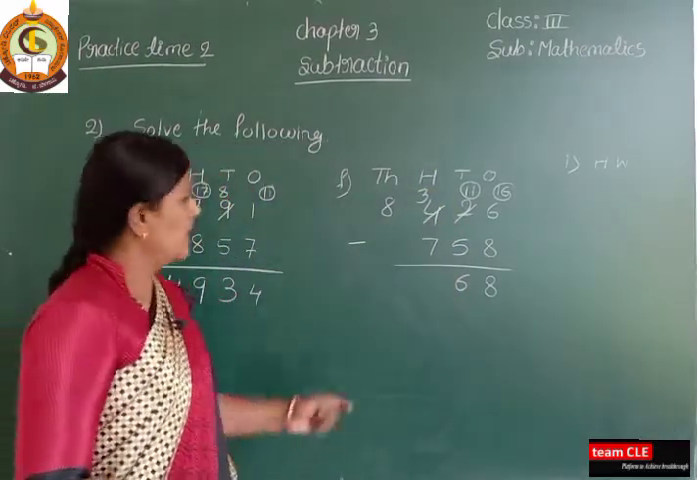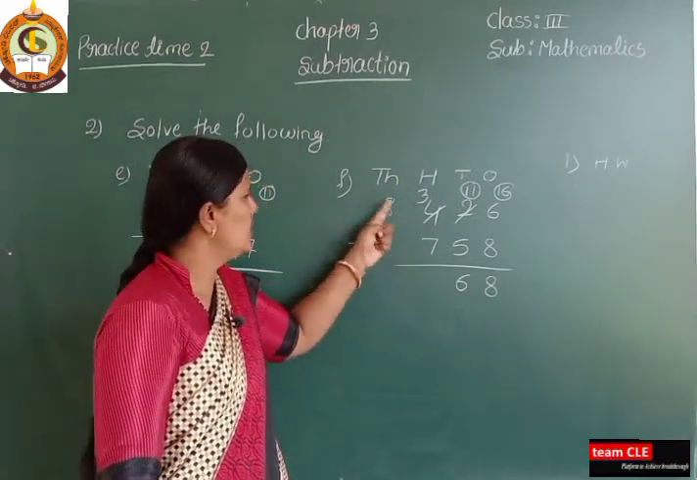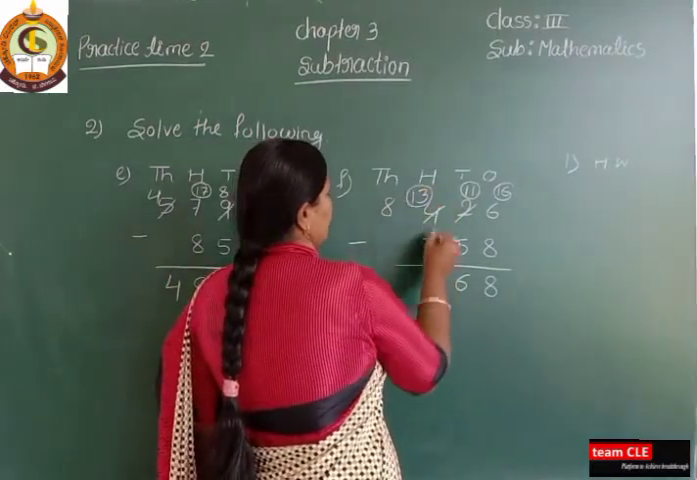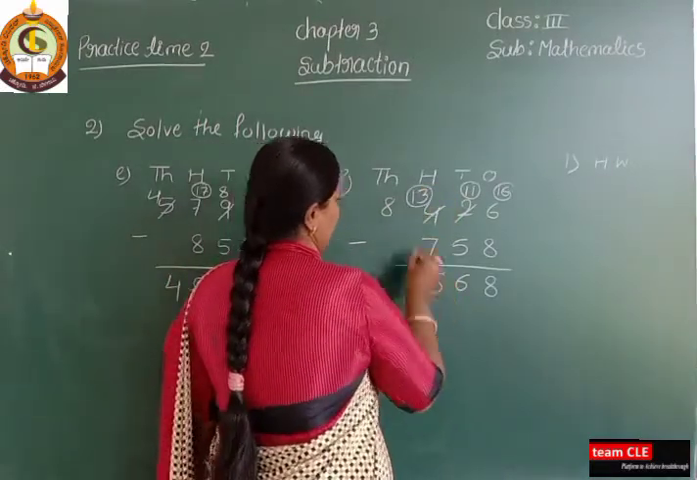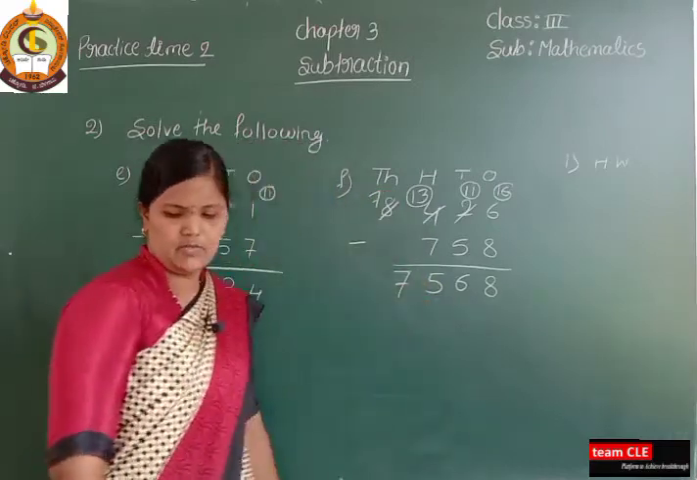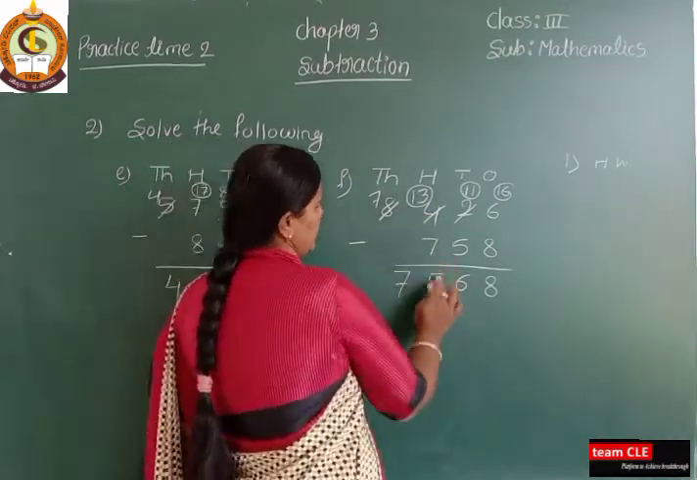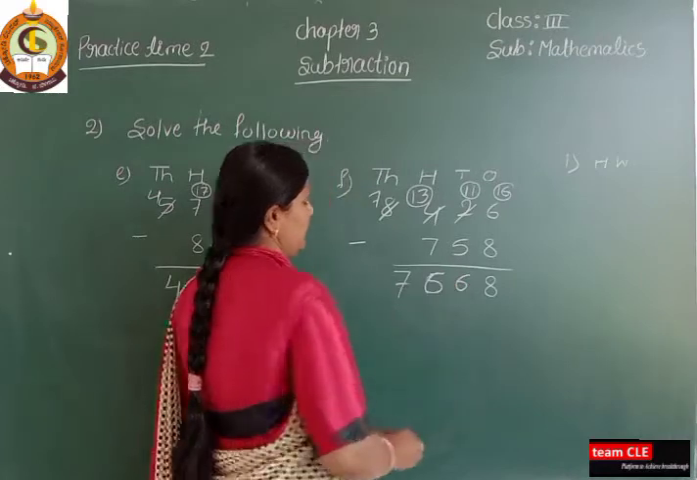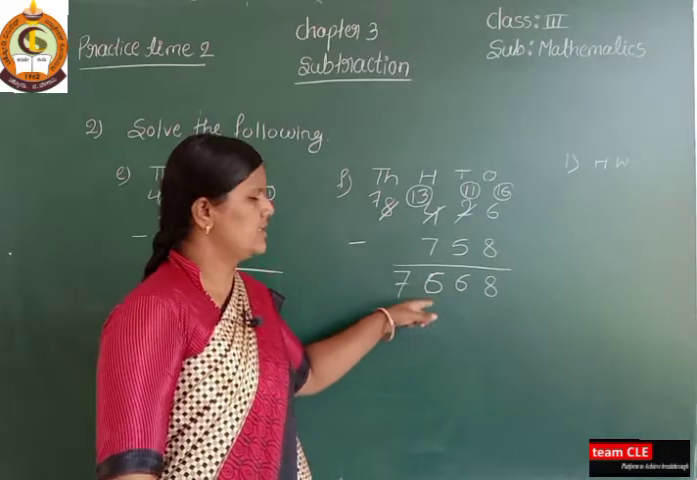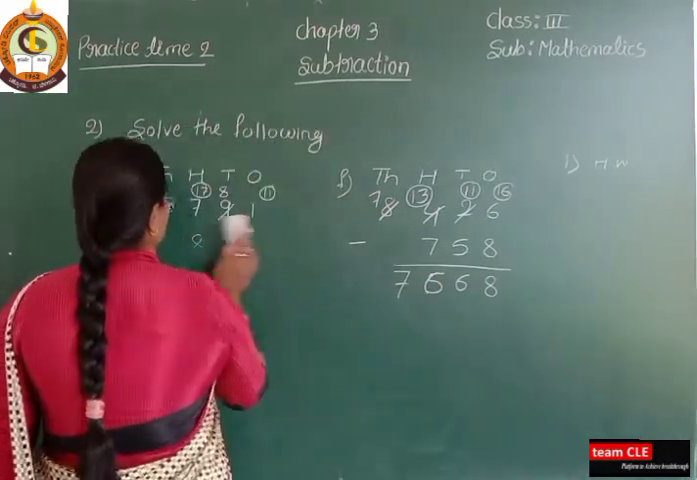Yes. Now again you have to take one tens group because 3 is less than 7. So take one tens group. That 10 plus 3 is 13. Now 13 minus 7 is how much? Sorry, 13 minus 7 is 6. And write this 7 as it is. So the answer is 7,668. Next, G1 problem.